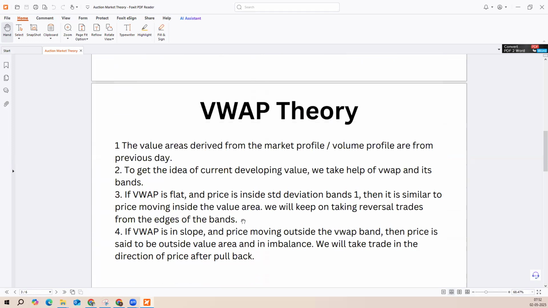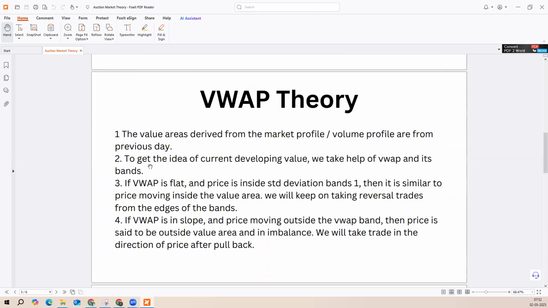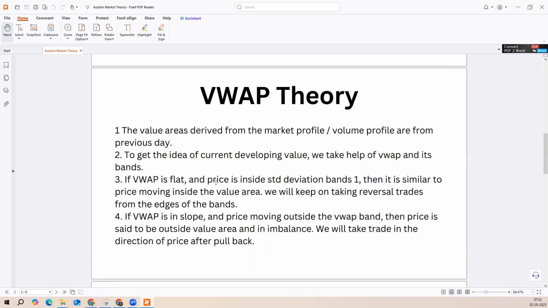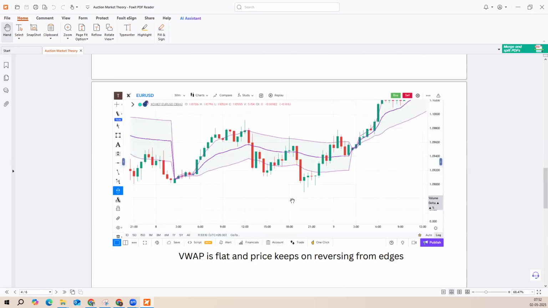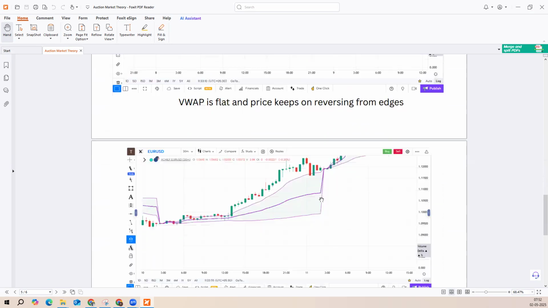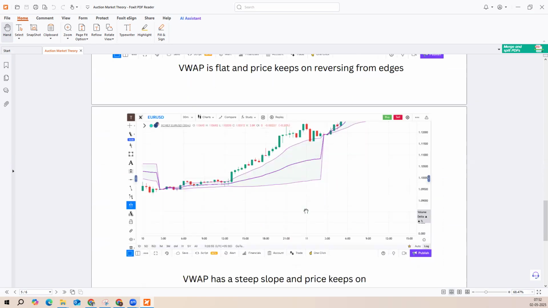VWAP theory is basically that for the current day's value, you have to take the help of VWAP. If the VWAP is flat, it means that the market is actually consolidating in the range. And if the VWAP is sloped, it means that the market is actually in imbalance, and it will keep on going in the same direction. So these are some examples of flat VWAP, and this is an example of a sloped VWAP.